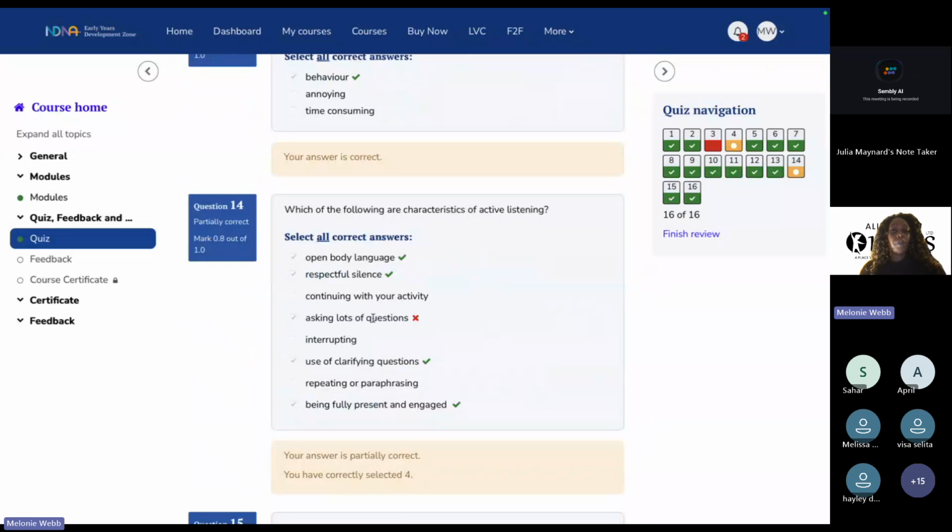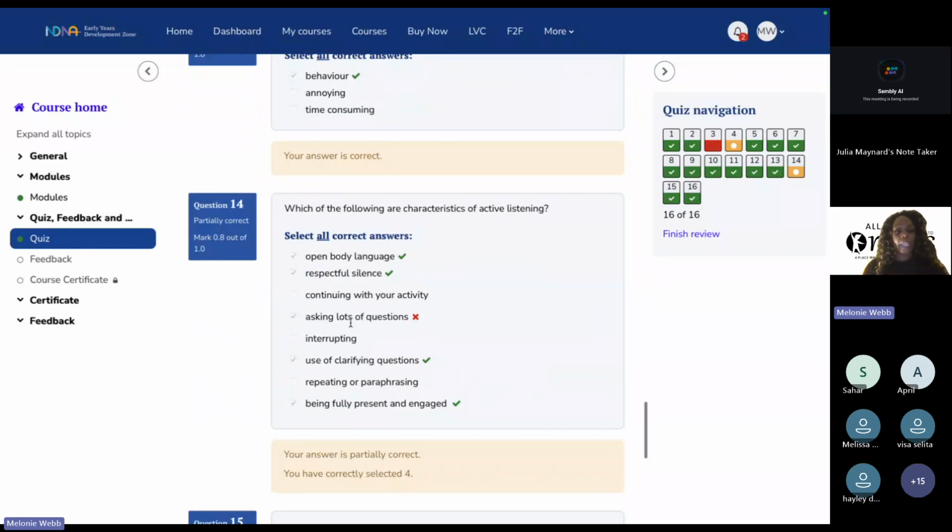Okay, so number 14, apparently asking lots of questions is not a good characteristic of active learning, because I imagine if you're asking lots of questions, then that person might feel bombarded and like you're not actually listening to what they have to say.